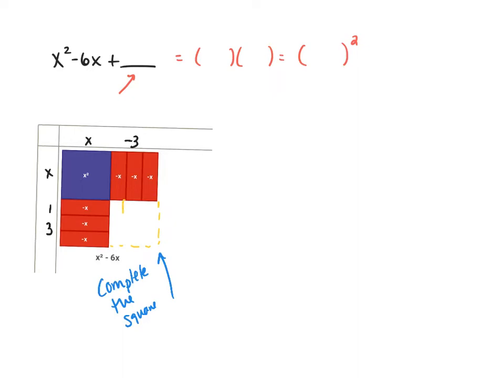I would be filling in something that was 3 wide by 3 tall. And I know a negative times a negative would equal a positive. So here I would have 9 positives. So if I put a positive 9 there, it would make sense for me to say that negative 3 times negative 3 multiplies to positive 9, and negative 3 plus negative 3 is negative 6. So I could factor this as x minus 3 and x minus 3, which is just x minus 3 squared.